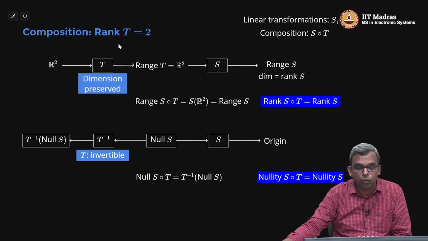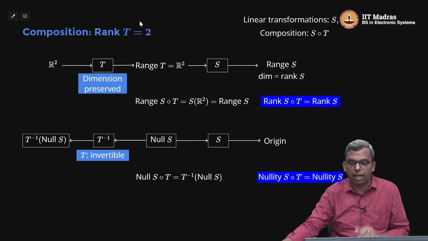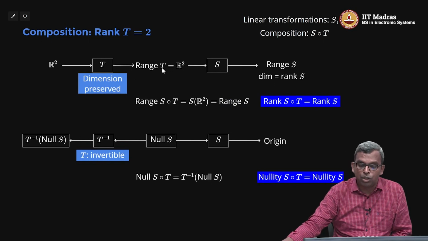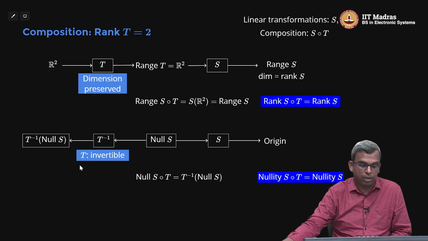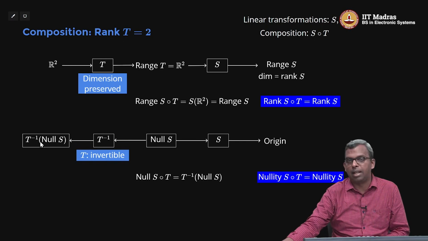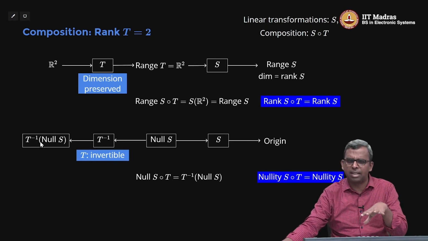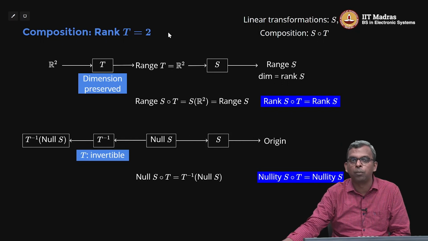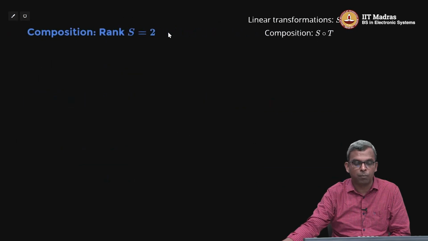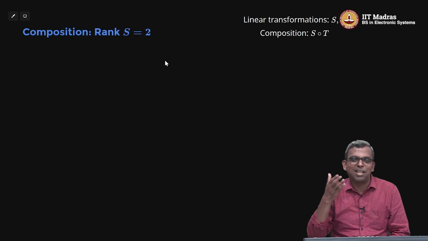So, you see when T is full rank, T alone is full rank, the range of S composed T becomes simply the range of S, and the null of S composed T is the T inverse of null S. Okay, so this is again abstractly we are seeing. We will look at specific examples later on. Okay, so rank T equals 2 seems to be an easy case. Okay, so easy in the sense at least we have characterized it.